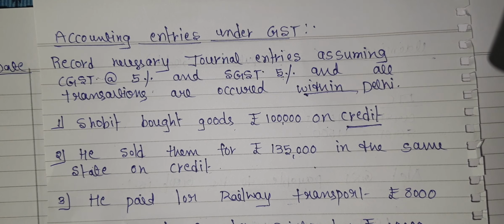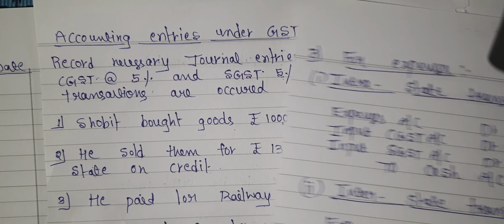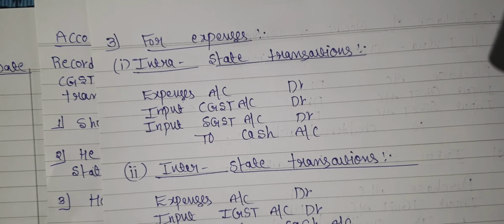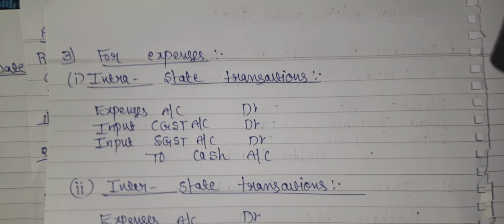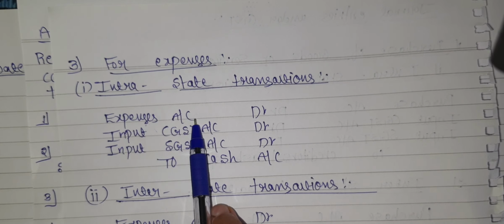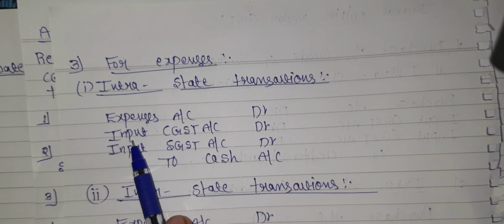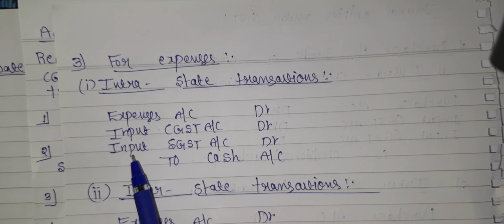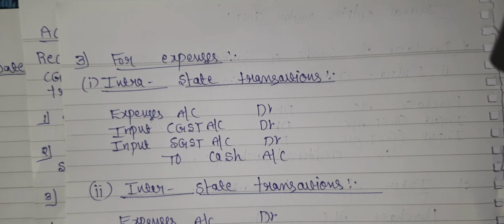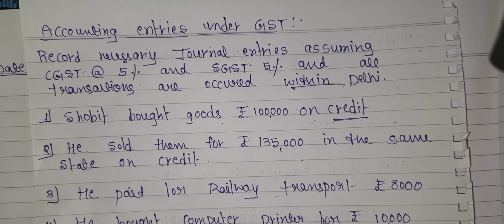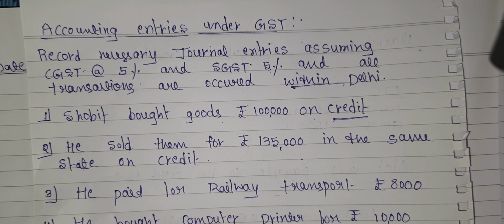Next one, he paid for railway transport rupees 8,000. It means this is a transaction related to expenses. He paid for railway transport. Means we can write here transport charges account debit, input CGST account debit, input SGST account debit to cash or bank account.